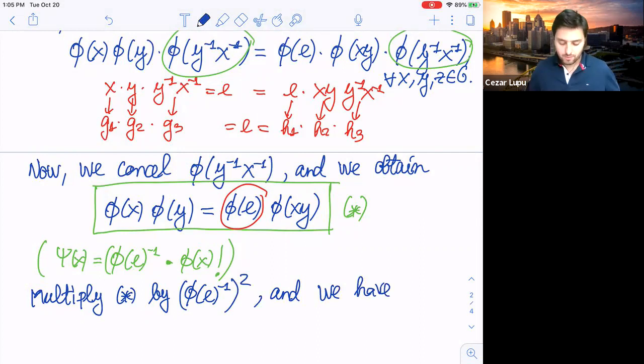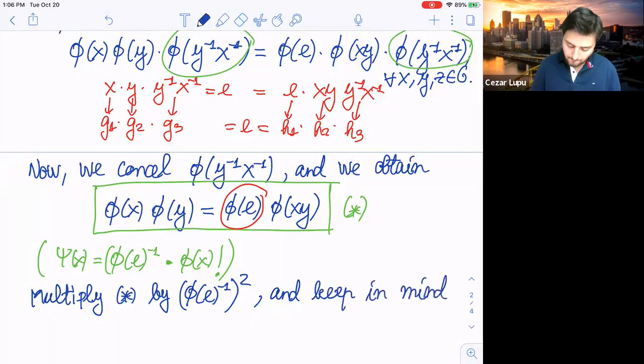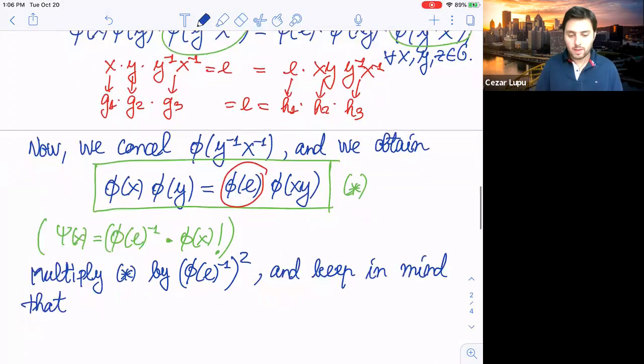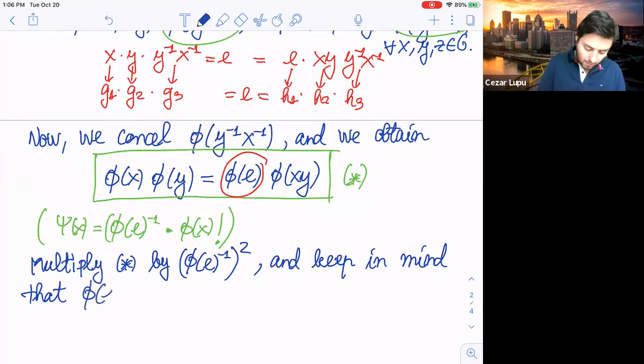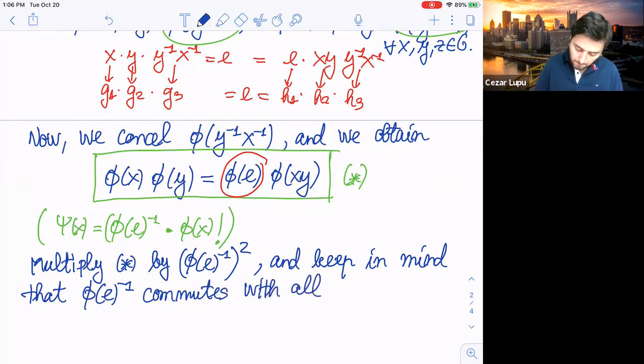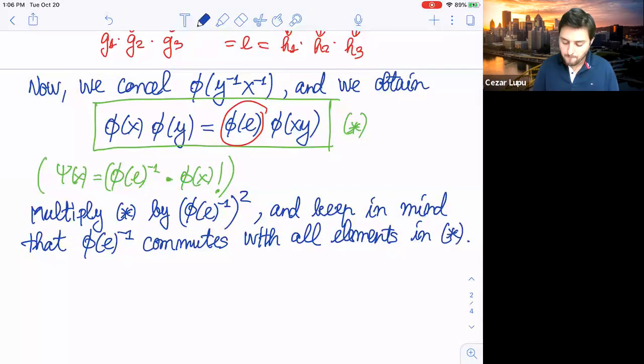Well, you know that phi of, and okay, let me mention this again. Keep in mind that phi of e inverse commutes with all elements in the above equality in star. All right, so once we do this, we obtain the following.